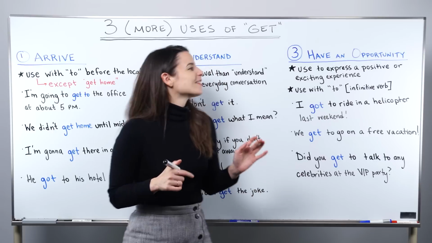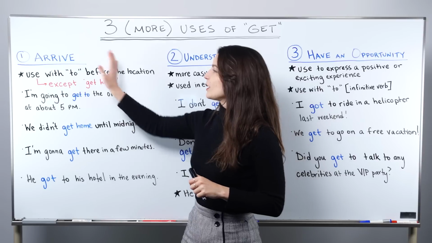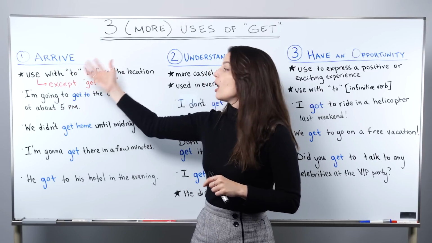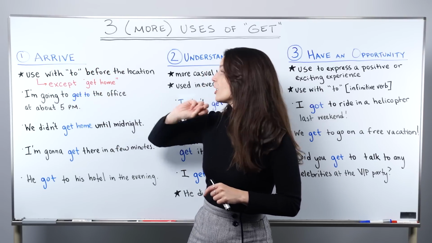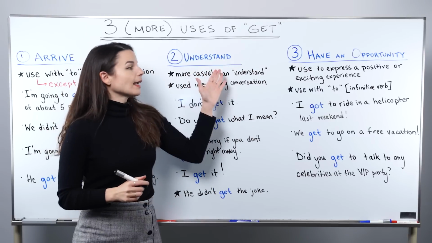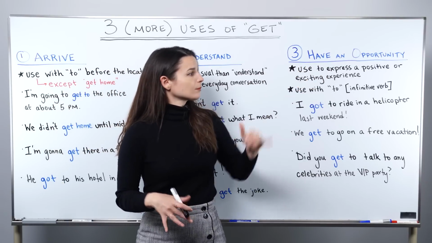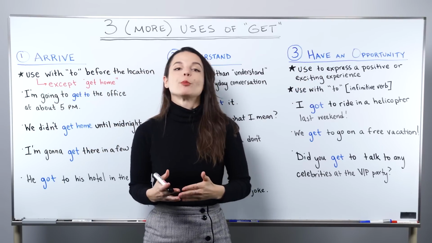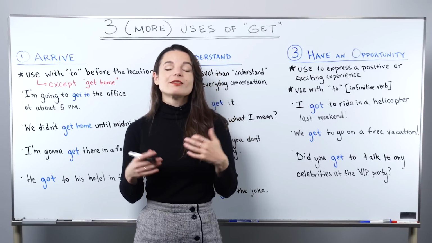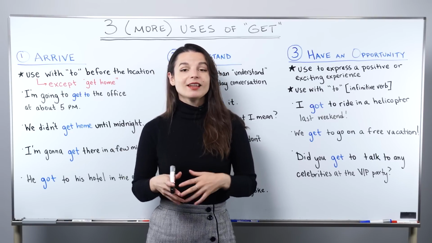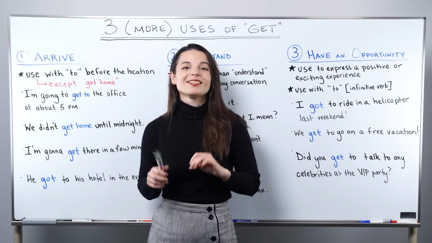Okay, great. So those are 3 different uses of the verb get. So we talked about how to use it to mean arrive along with the preposition to before a specific location. We talked about using get to mean understand, and we also talked about using get to express an exciting opportunity. So as I mentioned at the beginning of this video, there are of course many other uses of the verb get, and I have another video all about this verb, about 3 more uses of this video.